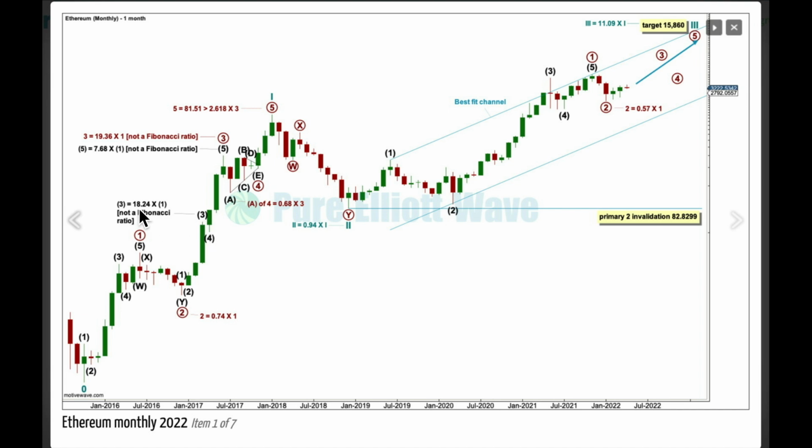Intermediate 3 was 18.24 times the length of intermediate 1, again not a Fibonacci ratio, and intermediate 5 was 7.68 times the length of intermediate 3, again not a Fibonacci ratio. That should read intermediate wave 3, not intermediate wave 1. Intermediate 5 is longer than intermediate 3. This is a semi-log scale, so they look close to equality in length, but they're actually not in terms of actual distance price travelled.